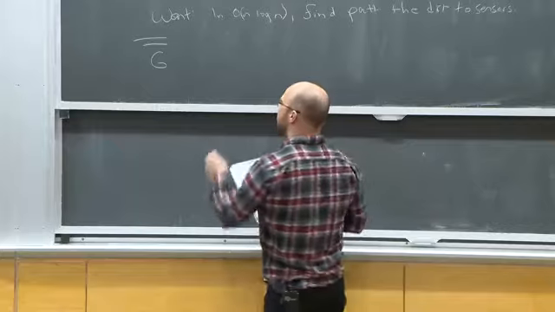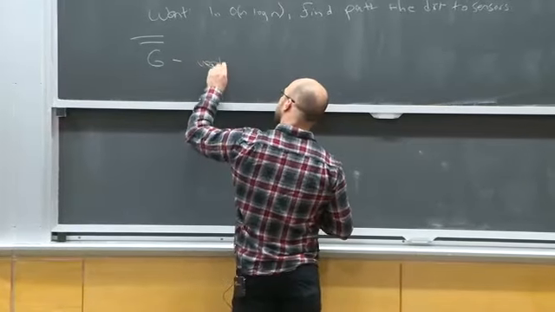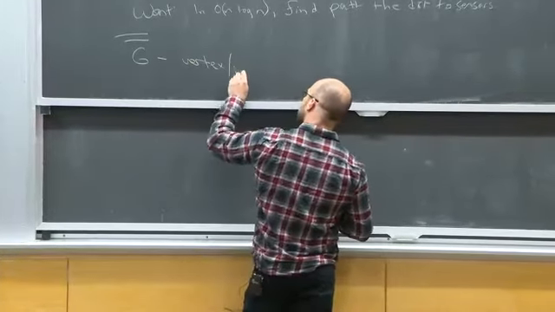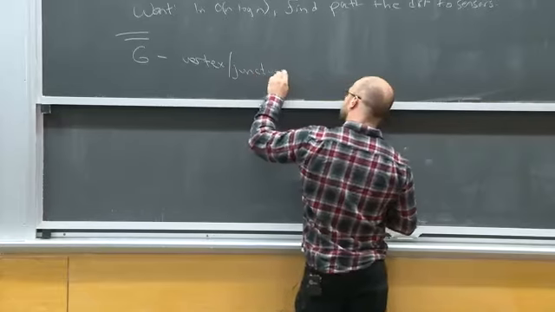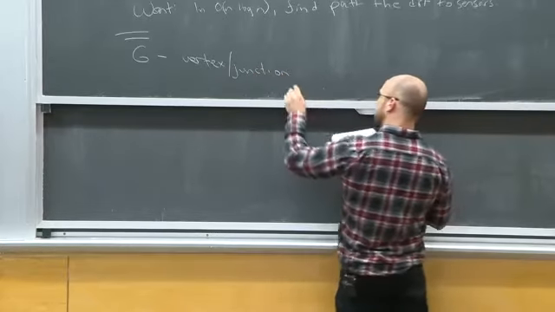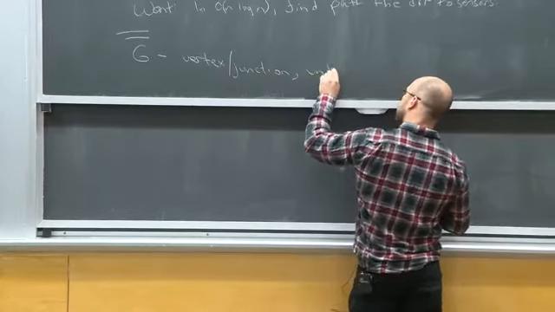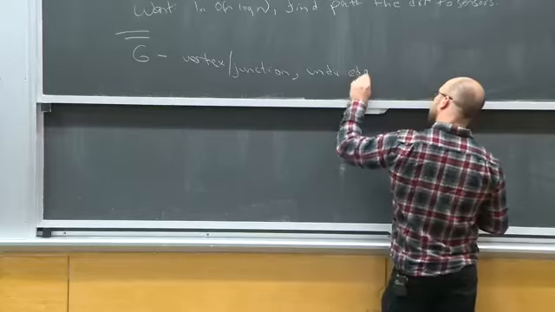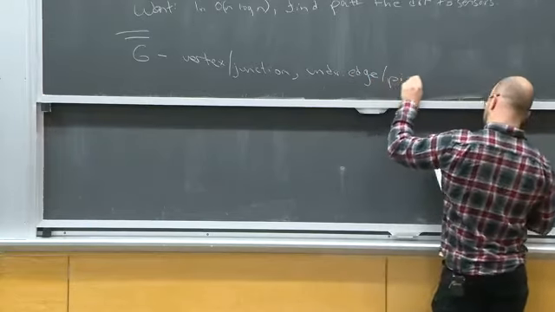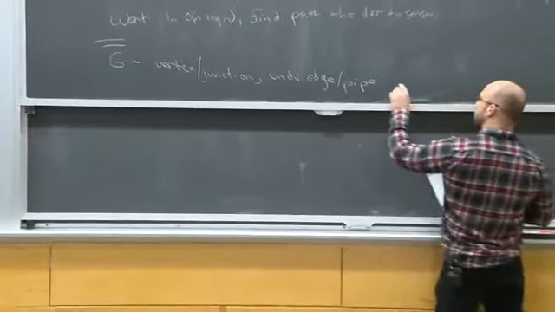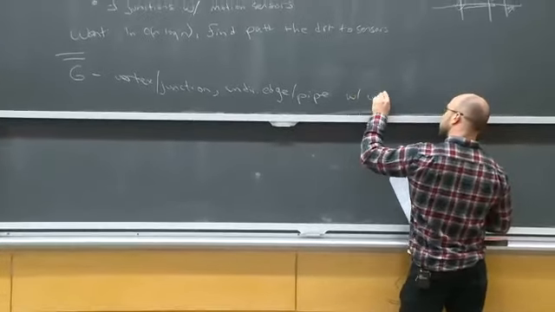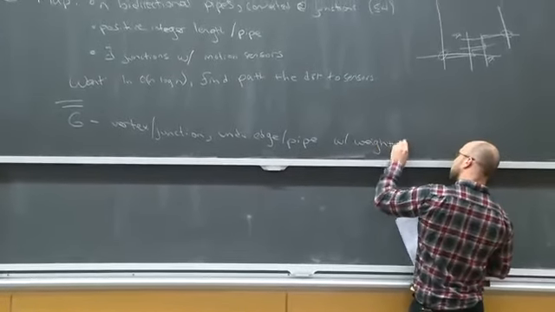What I'm going to do is give a vertex per junction, and I'll have an undirected edge for each pipe, whose weight is the length.